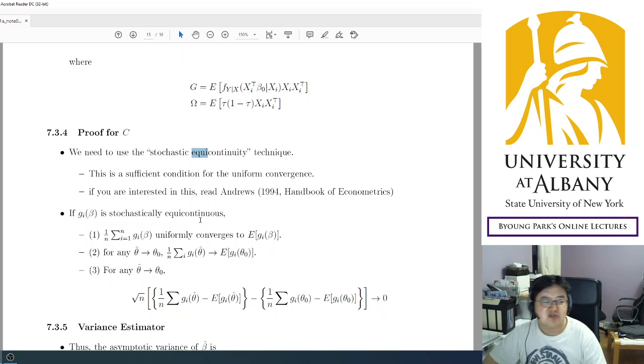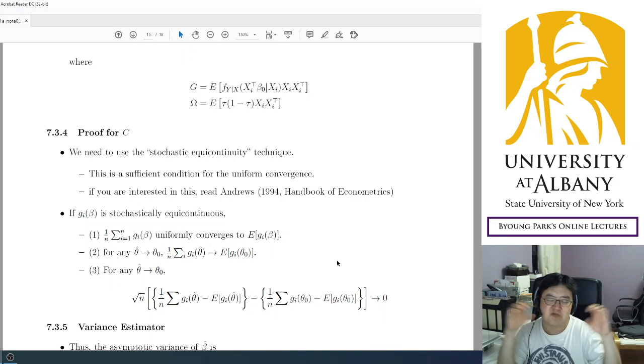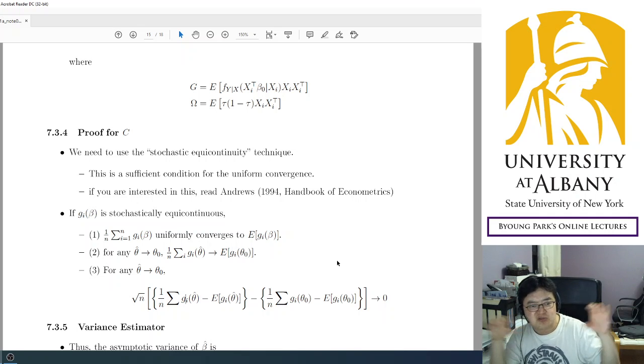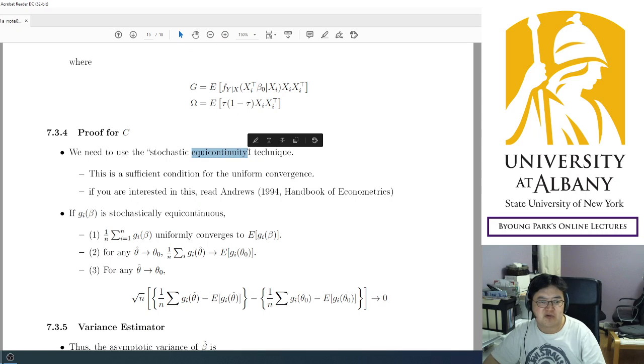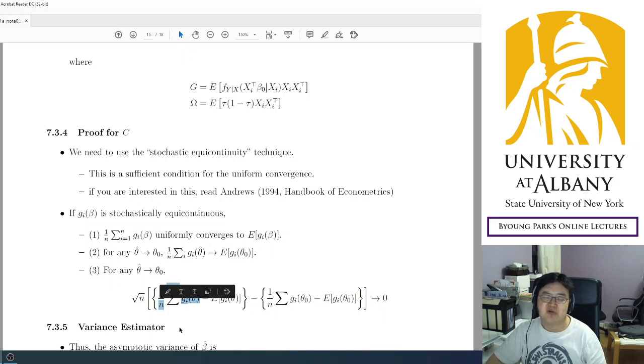So we assume that a function is stochastically equicontinuous. It's hard to say. It means that the convergence is equally going to 0. The convergence rate is similar across different points, continuous and similar. So that is summarized into equicontinuity, and it is stochastic. It is continuity, but it is a random variable, so we have to call this stochastic continuity.